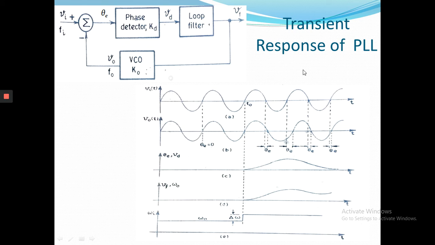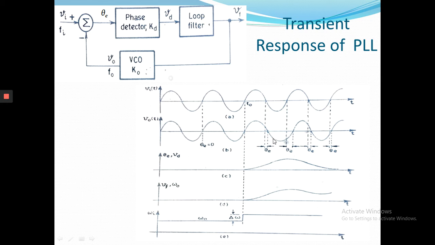So this is the transient response of your PLL. Here it is under the lock condition, so the input frequency and output frequency are exactly the same. Okay, this PLL is under the lock condition. So the input frequency is constant, but at this instant, the input frequency suddenly increases. So there will be a phase difference between the input and VCO output waveform.